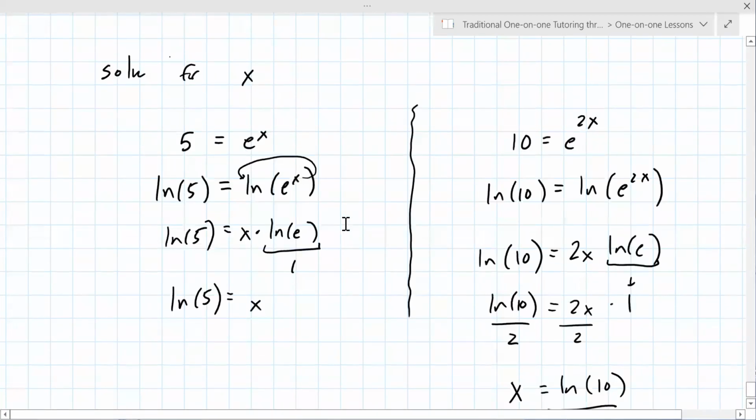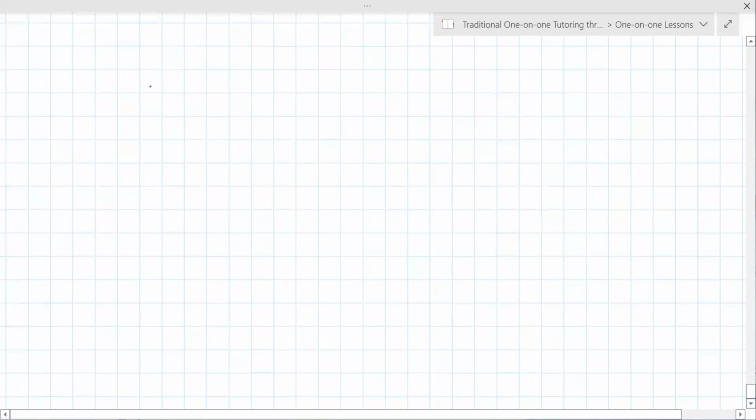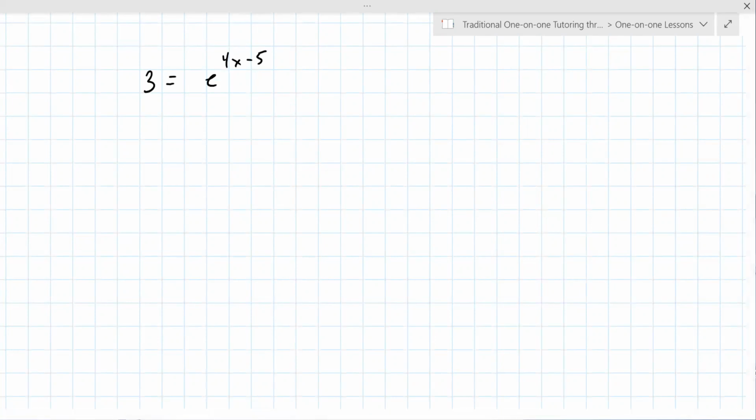All right, can I give you a couple to solve of these? Can you actually do one more of that kind? Sure, I'll make them a little more difficult each time. So it's 3 equals e to the 4x minus 5. Something like this. You'll probably see this in class soon-ish.